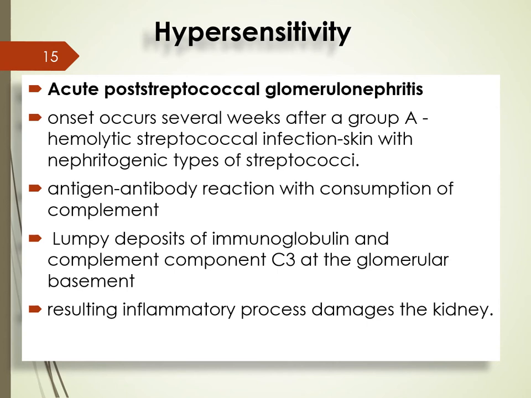In acute poststrep glomerulonephritis, the onset occurs several weeks after a beta-hemolytic streptococcal infection on the skin with nephritogenic types of streptococci, and this will later on develop an antigen-antibody reaction, and there will be consumption of your complement. And this lumpy deposit of immunoglobulin and complement component C3 will be deposited in the glomerular basement membrane, and they will recruit your polymorphonuclear cells, resulting in an inflammatory process leading to damage of the glomerular basement membrane and your kidney.